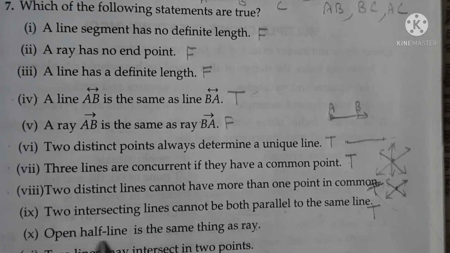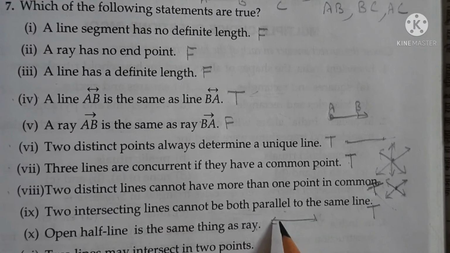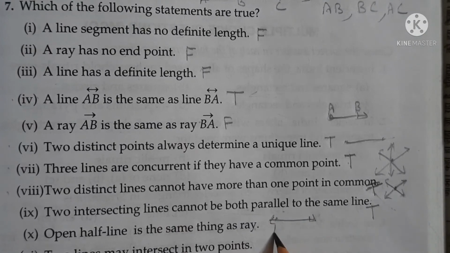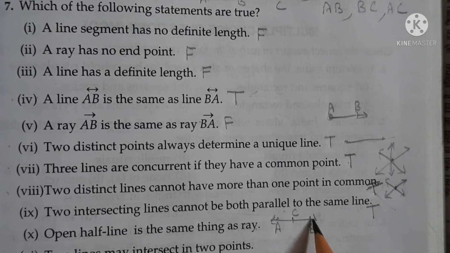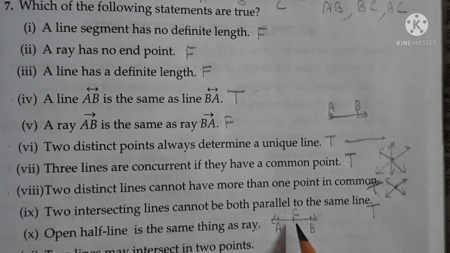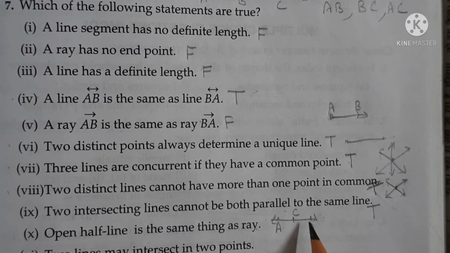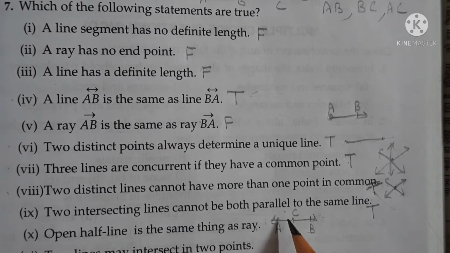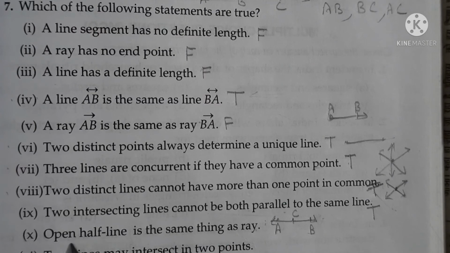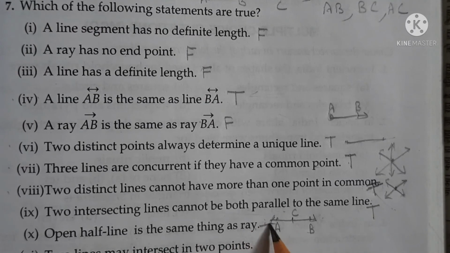Next, an open half line is the same thing as a ray. Yes, open half line. This is the line, this is point A, B, and this is the point C, and when you divide it into 2 parts, it becomes 2 rays. They are called half lines, 2 half lines, and form rays. So an open half line is the same thing as a ray. True.